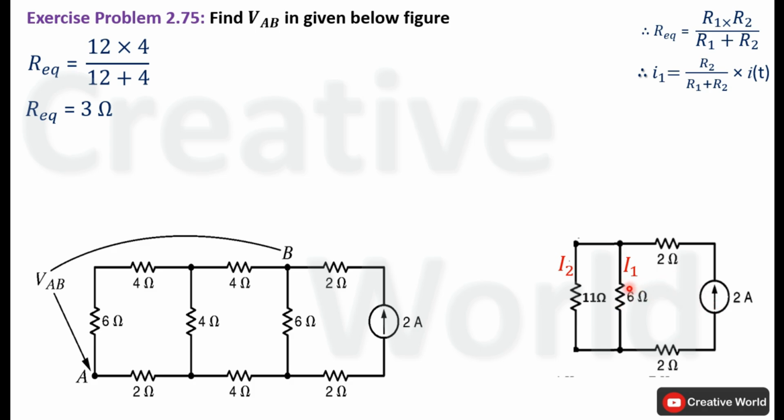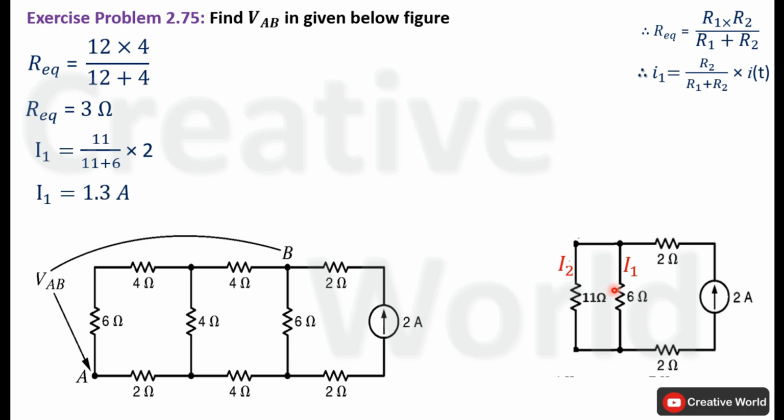First of all, we will calculate current I1 using this equation. Inside this equation, R2 is the resistance of the opposite branch. In this case, it is 11 ohm. R1 is the resistance of the same branch and I total is the total supplied current. In our case, it is 2 ampere. Place values inside this equation. I1 is equal to 11 multiplied by 2 divided by 11 plus 6. Product of 11 and 2 will become 22 divided by 17. The answer will be 1.3 ampere.